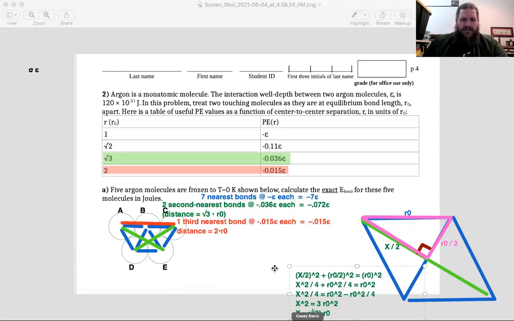So I think we now can just combine those. We have the bond energy from all of the bonds, the 7 nearest neighbor bonds, the 2 second nearest neighbor bonds, the 1 third nearest neighbor bond. That should be all the possible combinations, all the possible pairs. So we can just add those up. E bond equals negative 7 epsilon plus negative 0.072 epsilon plus negative 0.015 epsilon for a total of negative 7.087 epsilon. So that would be the bond energy here. Any questions on that?